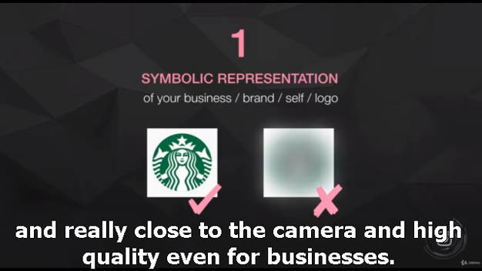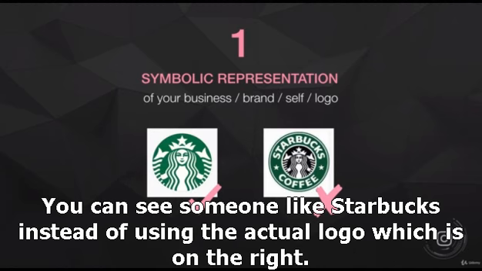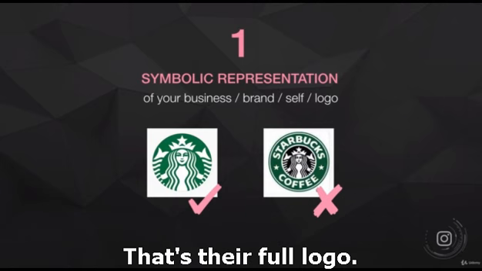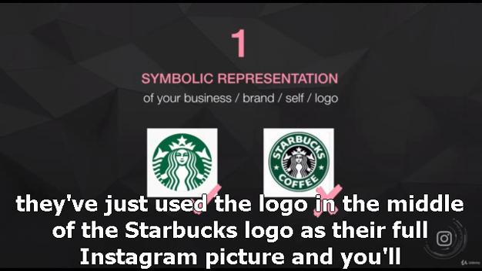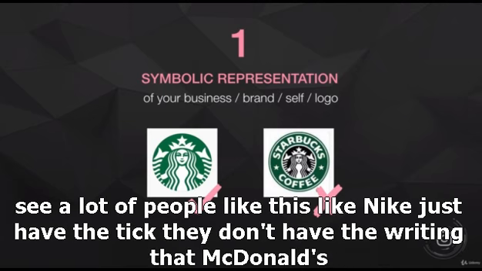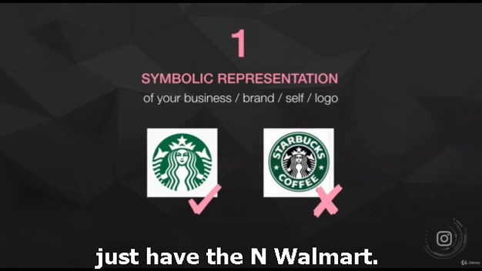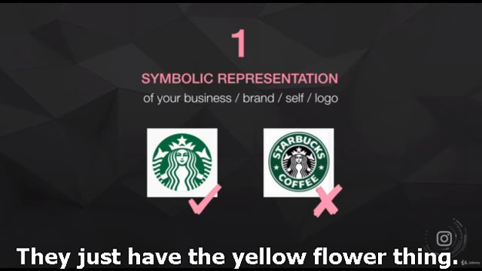Even for businesses, you can see someone like Starbucks, instead of using their actual logo, which is on the right, that's their full logo, they've simplified it. They've zoomed in, they've got rid of all the writing, they've got rid of all the symbols, and instead they've just used the logo in the middle of the Starbucks logo as their full Instagram picture. And you'll see a lot of people like this, like Nike just have the tick, they don't have the writing there. McDonald's just have the M. Walmart, they don't have Walmart, they just have the yellow flower thing.